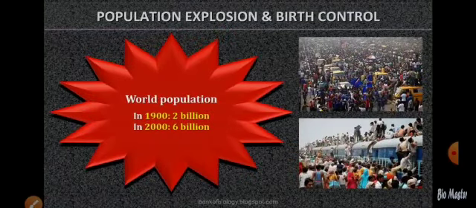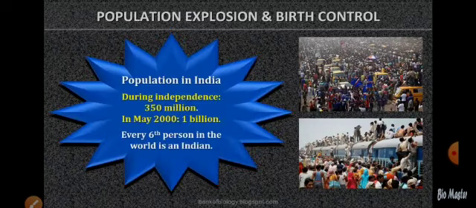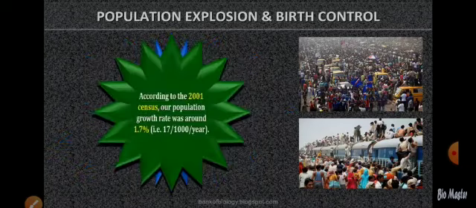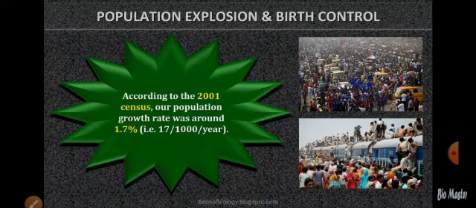Talking about population explosion and birth control. In 1900, the world population was 2 billion. In 2000, it shot up to 6 billion. There was a magnanimous increase in the world population. In India, during independence, it was 350 million. In May 2000, it was 1 billion. It is very important to note that every sixth person in the world is an Indian.